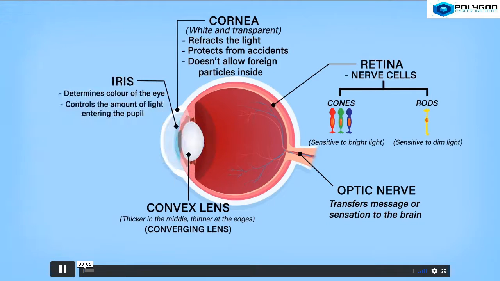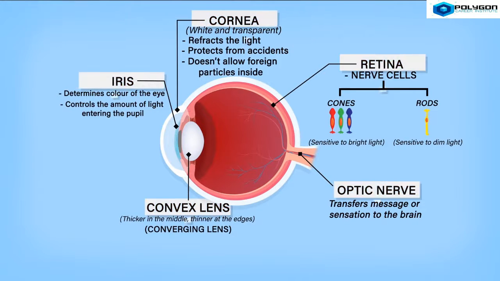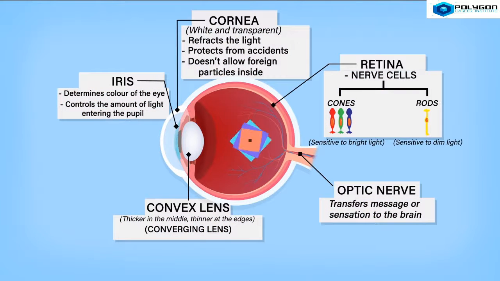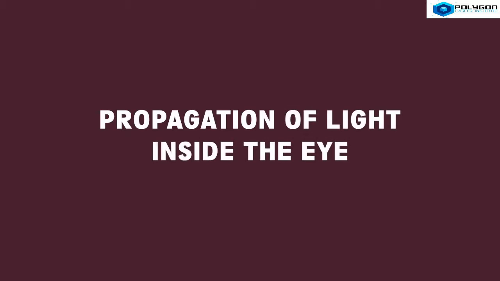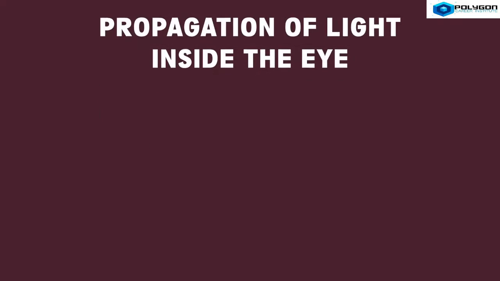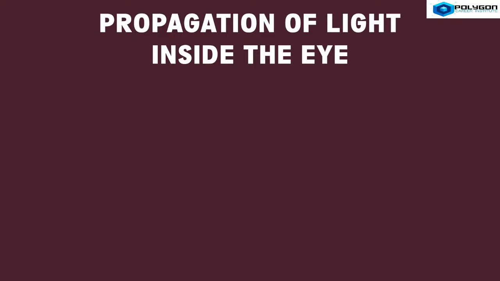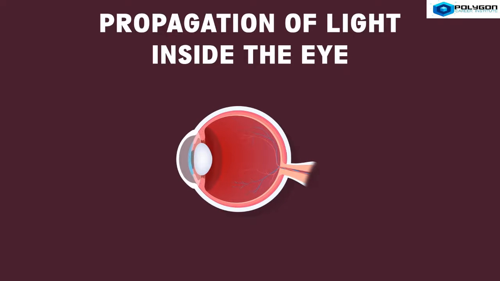In this video, we studied different parts of the human eye and their functions. In this video, we're going to roughly see how light propagates inside the eye and how we're able to see the objects around us. And for that, we will consider a simplified two-dimensional image of our eye.